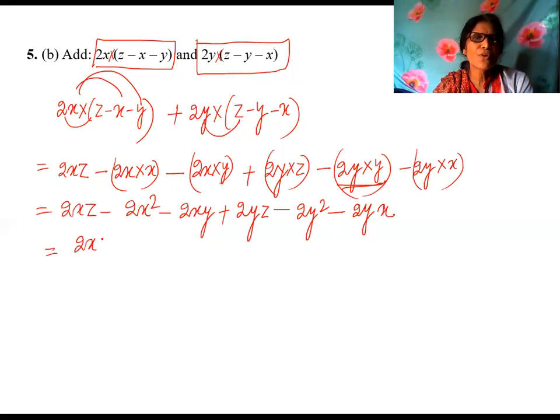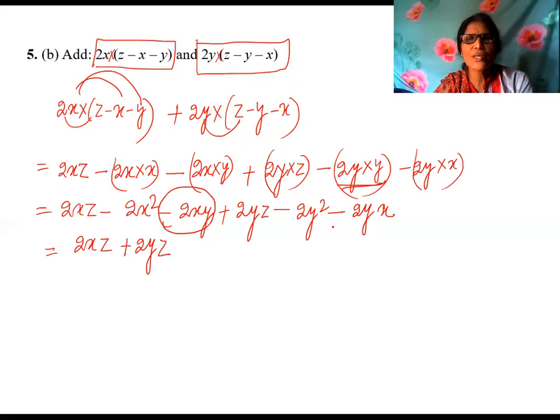I can take all positive first, 2xy, other were all positive, plus 2yz, and you will see there are 2xy minus 2xy, all are similar terms. So I'll write minus 4xy, then minus 2x square minus 2y square. This is the answer.